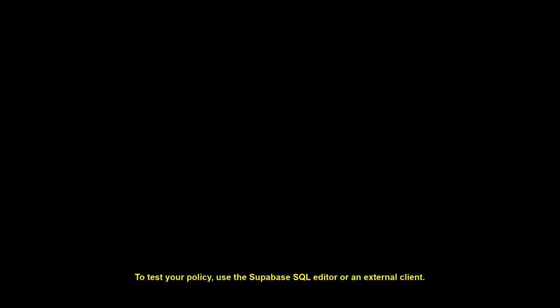To test your policy, use the Supabase SQL editor or an external client. Run queries that match the defined conditions to verify correct access permissions. Adjust any policies as necessary, based on your testing results. Finally, remember to regularly review and update your policies to adapt to any changes in your app's requirements.